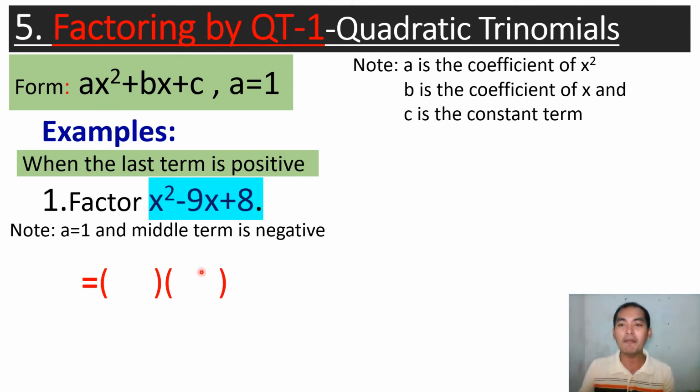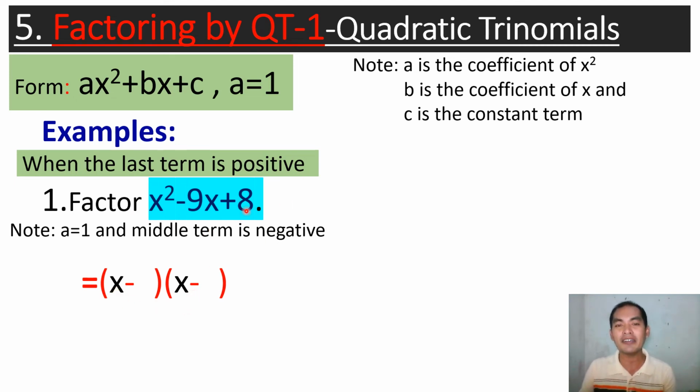Gawa ka ng dalawang parentheses. If the last term is positive, whatever the sign of the middle term, yun ang sign ng factors. So, lagyan mo na pareho ng negative. Kasi positive ang last term, negative yung middle term, so therefore parehong negative ang factors. Yung first term na x squared, get the square root, that's x and x.